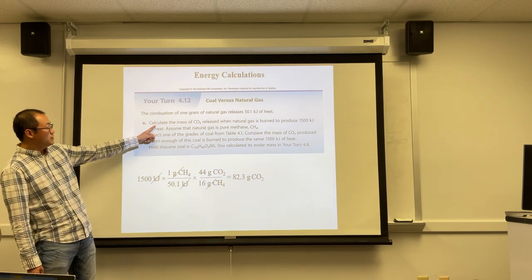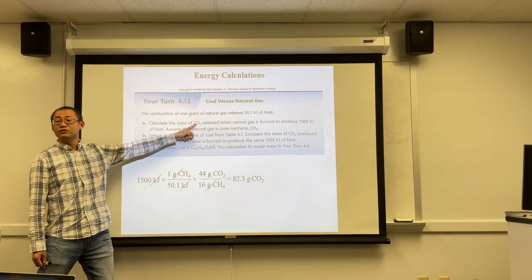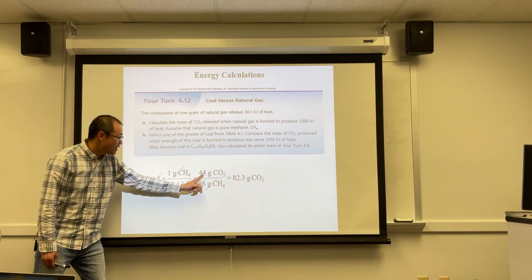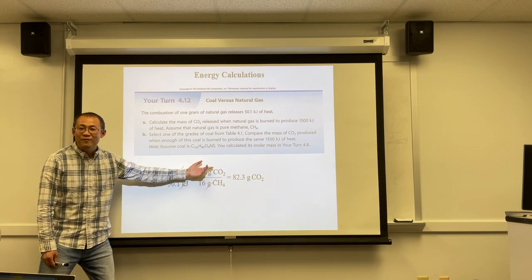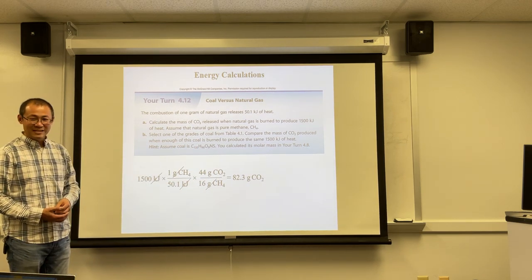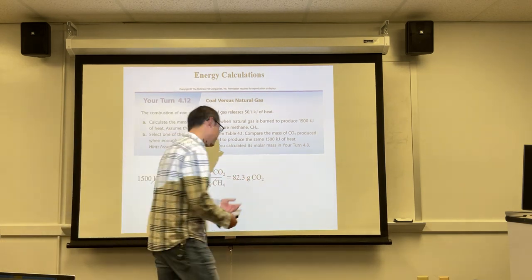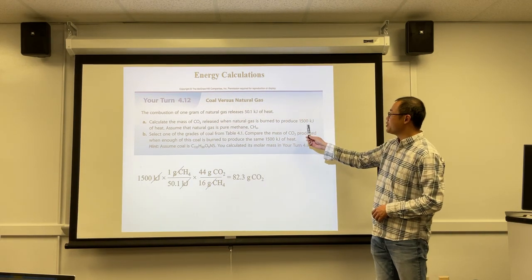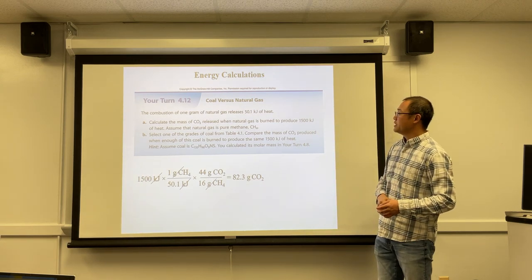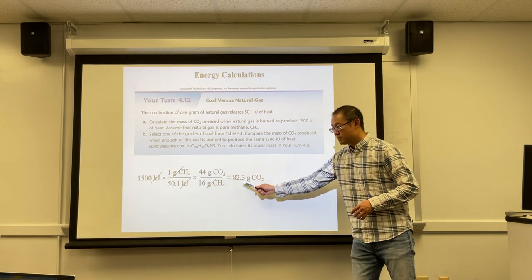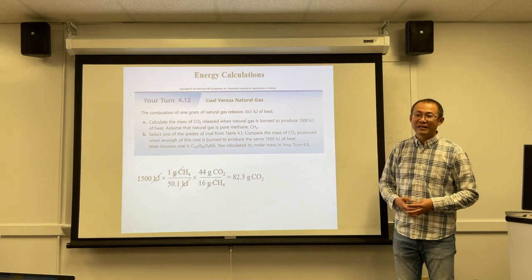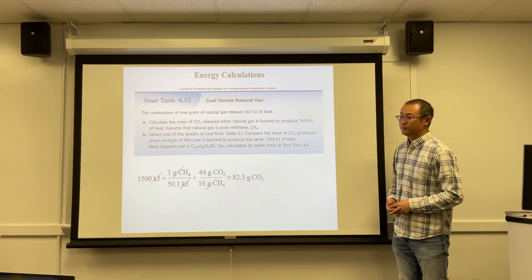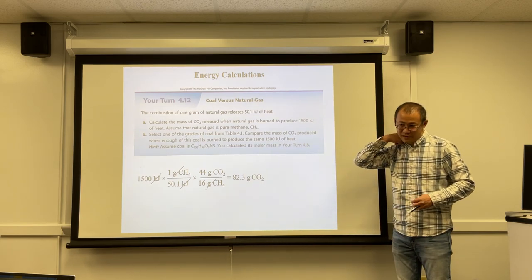But the question asks what? Mass of CO2. So I multiply by 16 grams of CH4 and what? 44 grams of CO2. Does it make sense? And then I get this 82.3 grams. So that means if I want to burn to produce 1,500 kilojoules of energy, I need to release this much CO2. 82.3 grams of CO2. Okay, this is the first exercise.